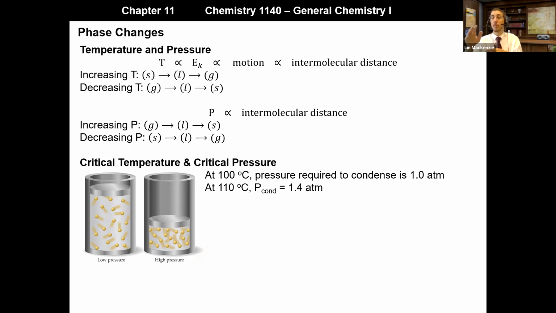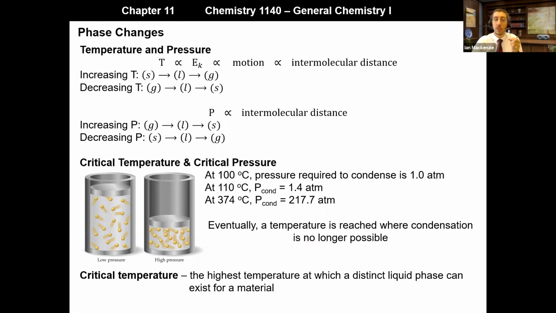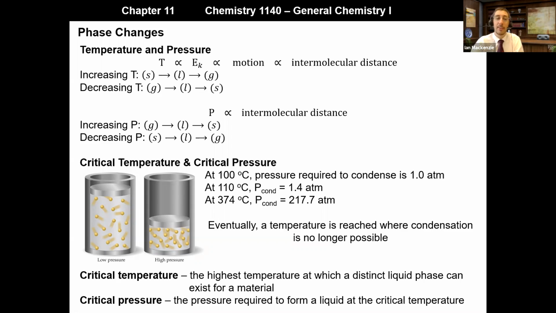However, if we increase the temperature beyond 100 degrees, then the pressure that's required to get back to the point where we can condense liquid goes up. It's 1.4 atmospheres. If I go up to 374 degrees Celsius, then the pressure required is all the way up at 217.7 atmospheres. Finally, as we increase the temperature further and further, eventually we hit some point where it doesn't matter how much I compress the cylinder, I will never be able to form liquid water again. And that is known as the critical point. So the critical temperature is the highest temperature at which a distinct liquid phase can exist for a material. And the critical pressure is simply the pressure required to form a liquid at the critical temperature.